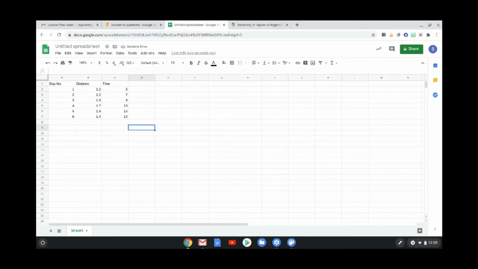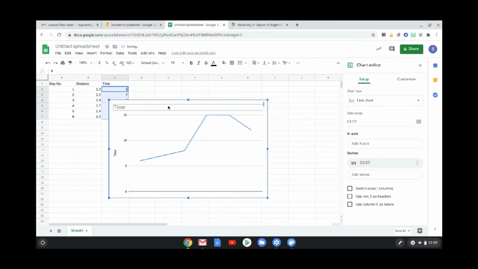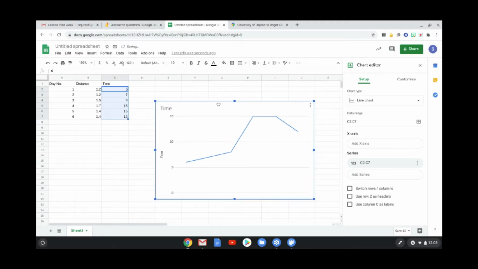What you can do now is there are multiple ways of presenting this data. One thing I can do is highlight all of this, go on to insert, and say insert a chart. If you don't know how to do that, that should help you now. And it's automatically produced a line plot. Now, what you notice here is there's no X data.